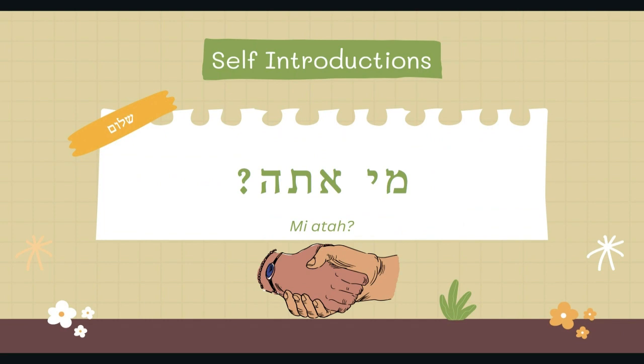If you were listening closely, you should have heard the phrase mi ata. Tova asked Ruben, mi ata? Do you remember what the word ata means? Ata means you, masculine. But what does mi mean? The word mi means who. So the phrase mi ata means who are you? In other words, what's your name?